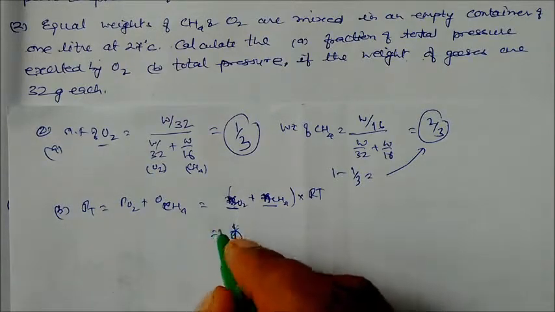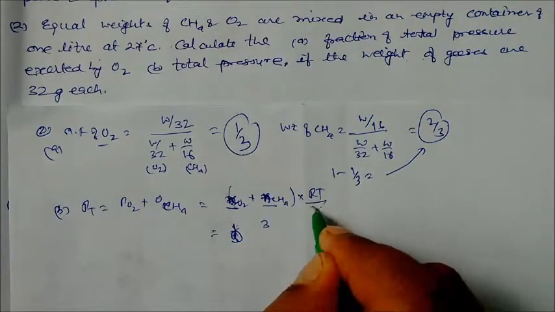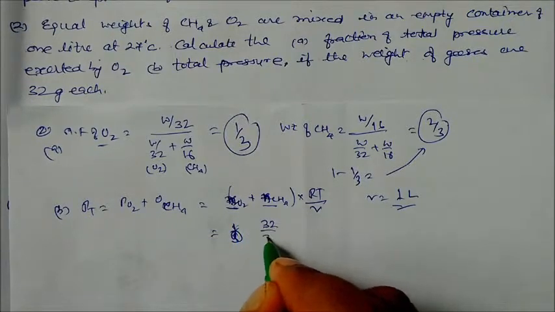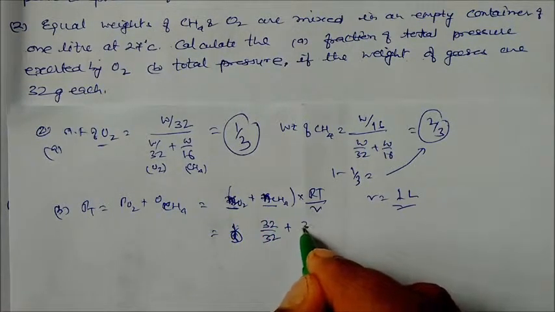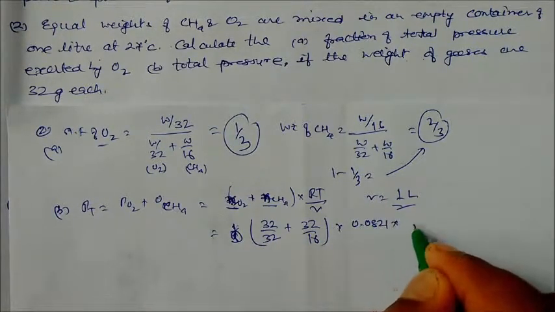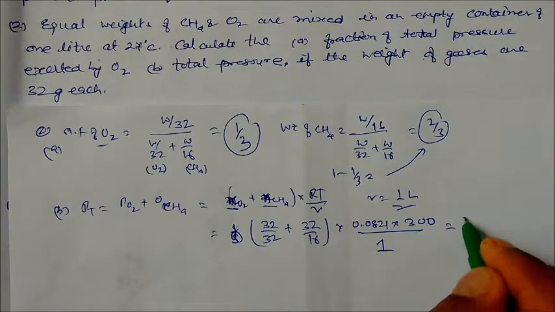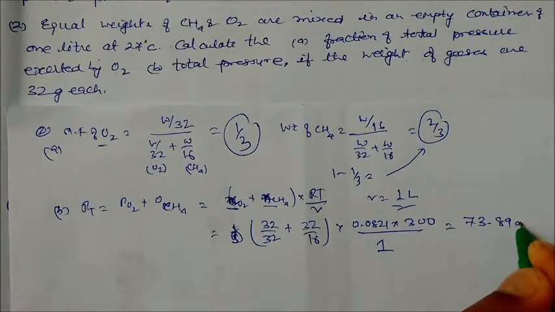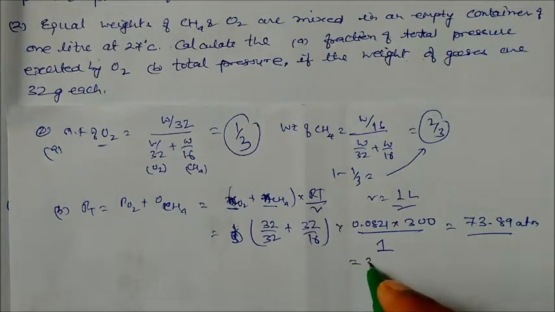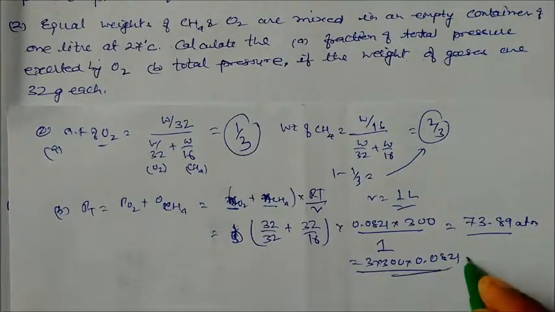Because they have given the weight of gases as 32 gram, moles of oxygen is 32 by 32 plus methane is 32 by 16, divided by volume. Volume is 1 liter, already given. And RT is given: R is 0.0821 multiplied by 300, divided by 1. If you solve it, you will get directly 73.89 atm. Every value is divisible, so this will come as 3 into 300 into 0.0821. On solving you will get this answer.